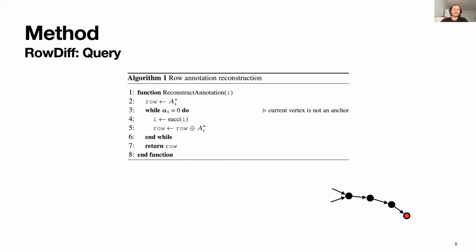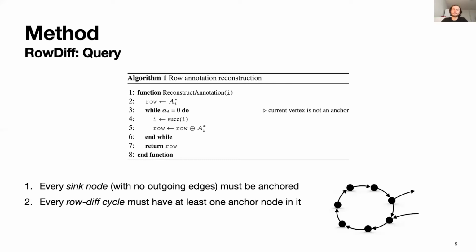Formally, the algorithm for reconstructing original annotations is shown here. Two conditions must be met in order for this algorithm to reconstruct the annotations correctly. First, as already mentioned, all sink nodes must be anchored and store their annotations in full. Secondly, RowDiff successors can happen to build a cycle in the graph, and each of these cycles must have at least one anchor node in it.